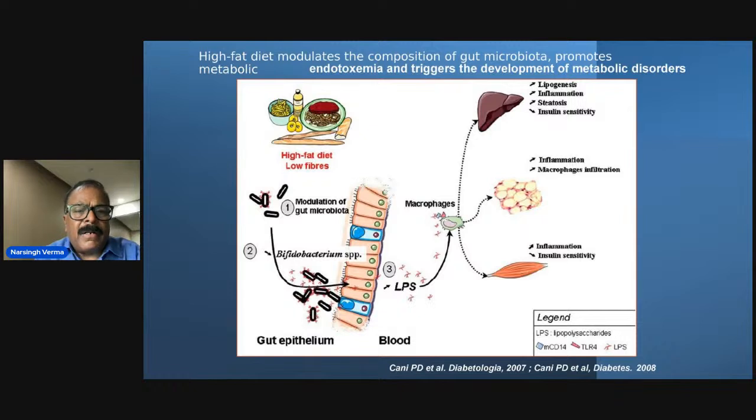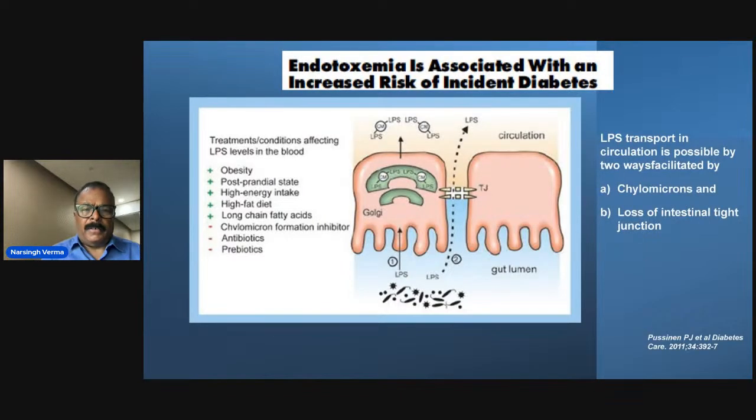A high fat diet modulates the composition of gut microbiota, promoting metabolic endotoxins, and these endotoxins trigger the development of metabolic disorders. So that is the very general mechanism. Endotoxemia is associated with an increased risk of incident diabetes, as has been shown by various studies, including this one.